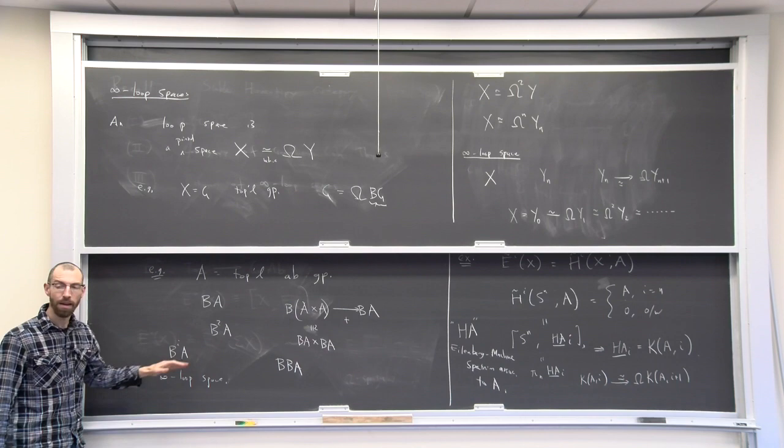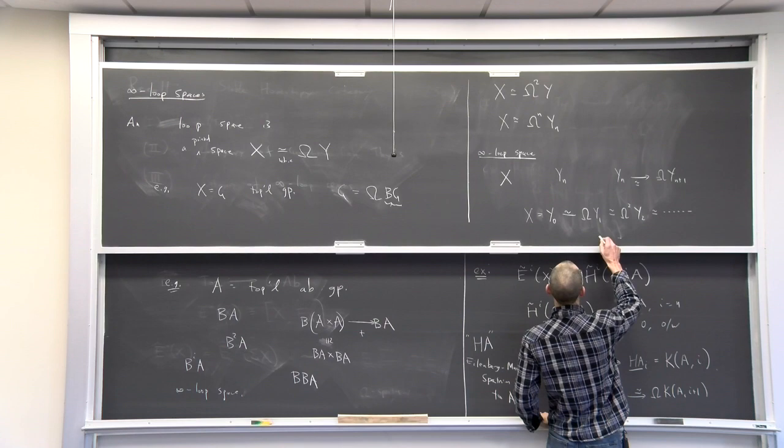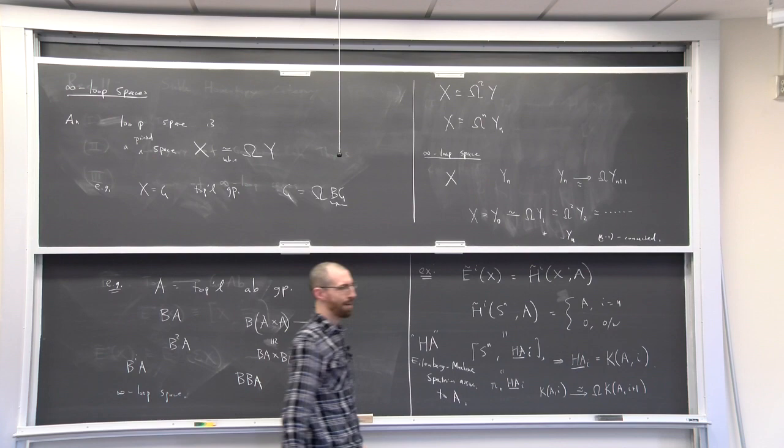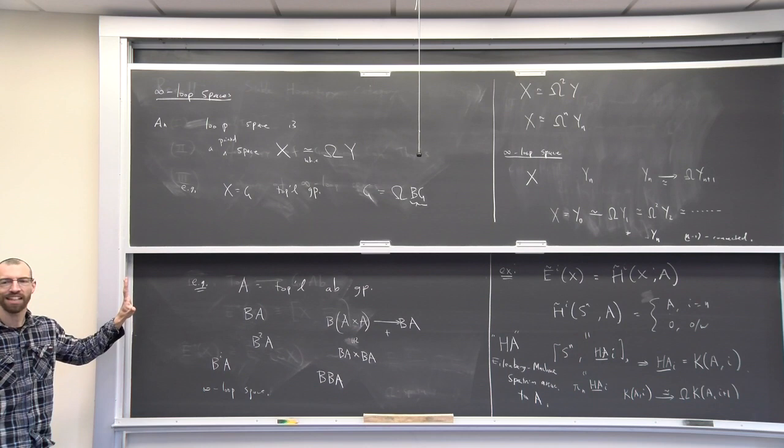And this is the one distinction that I want to make. Usually when people talk about infinite loop spaces, they add the additional little criterion that Yn is n minus 1 connected. That is, its bottom homotopy group is in dimension n. Okay? So maybe the category of infinite loop spaces can be regarded as a kind of subcategory of the category of omega spectra that only consists of omega spectra having this property.